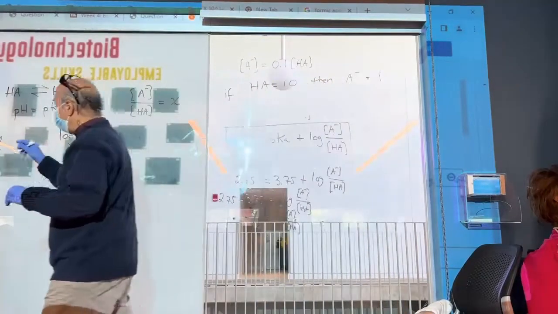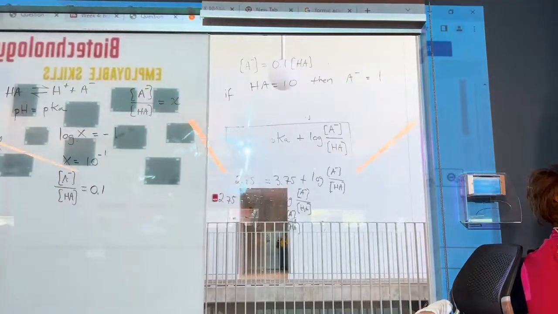At a pH of 2.75, on this equilibrium, we have more of this than of that. How many times more? 10 times more. In other words, the equilibrium is favored in that direction. There's 10 times more of this than of that at a pH of 2.75. That's what this number is telling us. I don't feel like I'm making my point. It would be 1 over 10.